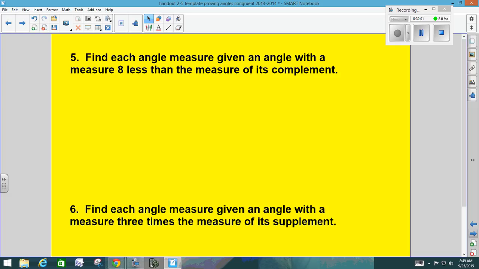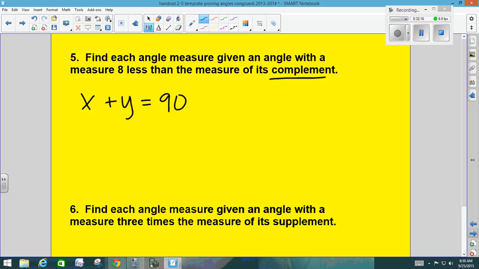The first thing I'm going to go based off of is that they're complements. What's it mean if two angles are complements? They add up to 90, right? Okay, I'm going to create an equation from that. Because they're complements, I know that angle X plus angle Y has to add up to 90 degrees.